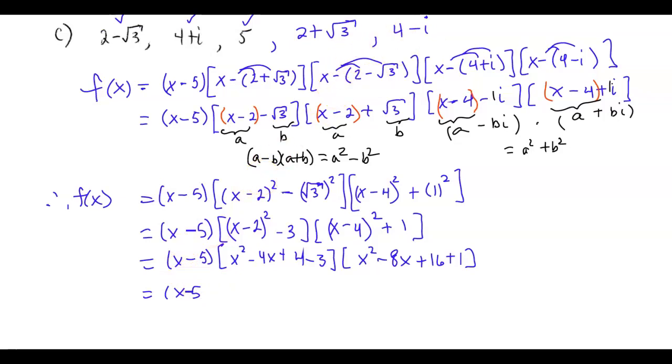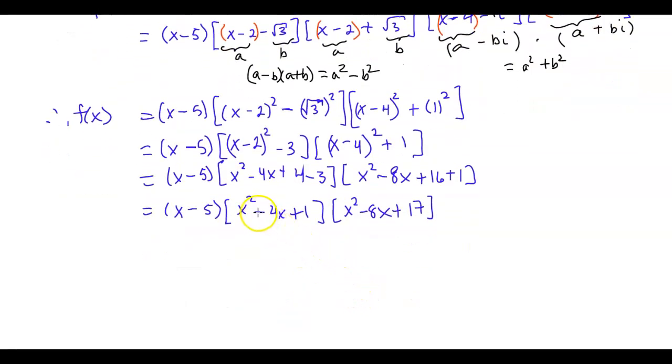Okay. Yeah, my pen wants to do everything but what I tell it. All right. So x minus 5 here. And then this will be x squared minus 4x plus 1. And then x squared minus 8x plus 17. And so what we'll do is go ahead and multiply the two quadratic terms together, and then finish up by multiplying that times the x minus 5 term.